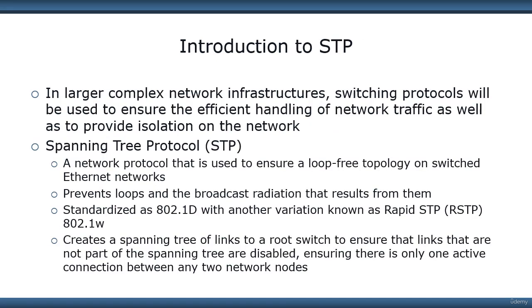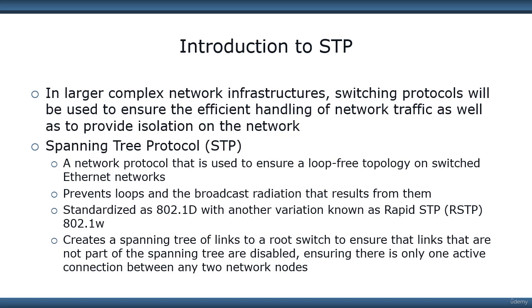Now, in larger, more complex network infrastructures, we need switching protocols. These are used to ensure the efficient handling of network traffic as well as to provide isolation. The most common one is Spanning Tree Protocol, STP. The primary goal here for STP is to ensure a loop-free topology on switched Ethernet networks. So it prevents loops and it prevents the broadcast radiation that results from them.